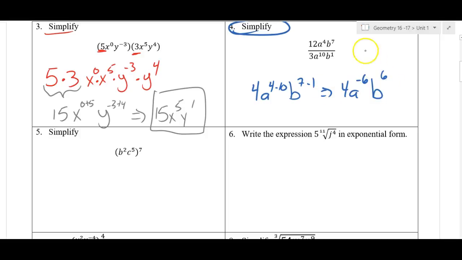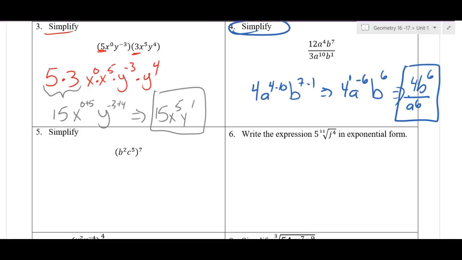Now we could leave it like this, but since we're simplifying, we're going to assume no negative exponents. Well, 4 is okay because it's a positive exponent of 1, and b to the 6th is okay because it is also a positive. So that means I get 4b to the 6th. However, the a is a negative exponent, which means it needs to go into the denominator, a to the 6th. This would be our simplified expression with no negative exponent.